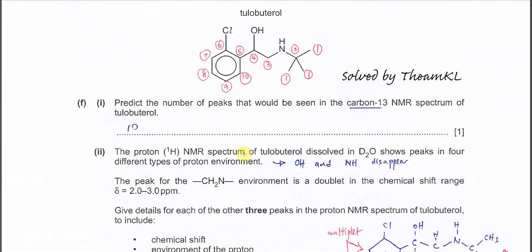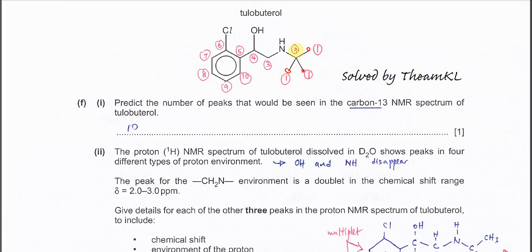Okay, part F. 1. Predict the number of peaks that would be seen in the carbon-13 NMR of this tulbutol. So just follow the numbers that I put here. We're going to look for the equivalent carbons, because equivalent carbons always form similar signals. Let's start from here. These methyls are actually equivalent, so they will produce similar signals, so it will form 1 signal in carbon NMR.